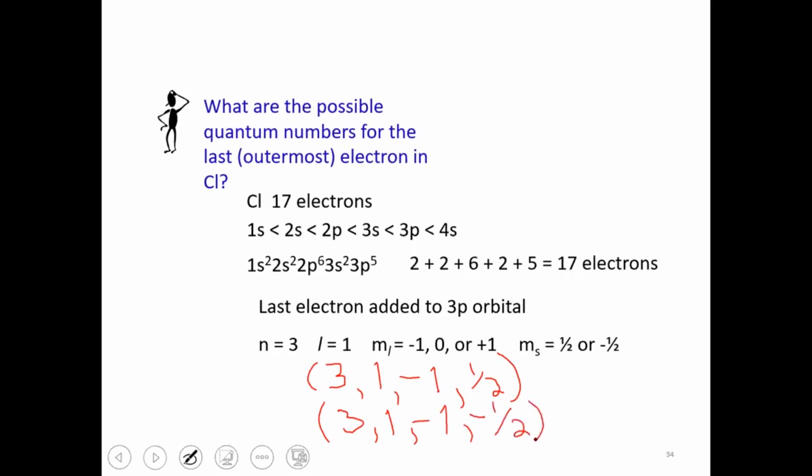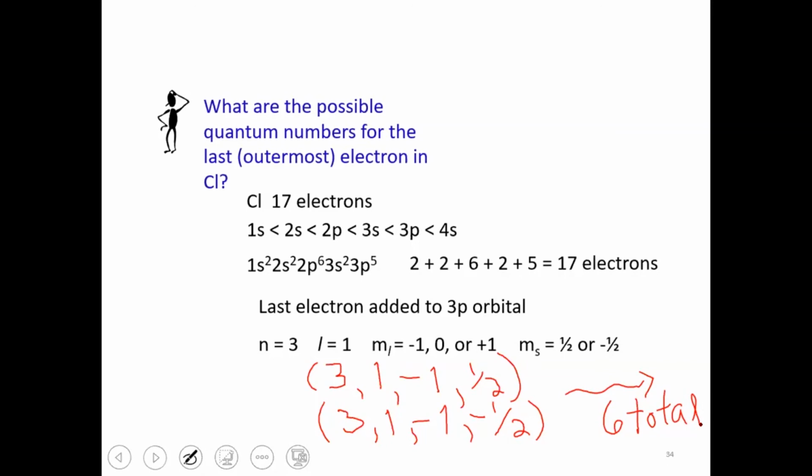Remember, that electron is sitting alone in that orbital. There's nothing to say it has to be spin up or spin down. It could be either one. So that's 2 possibilities. Now you can go on doing this, and vary the value of ML. So go 3, 1, 0, +1/2, 3, 1, 0, -1/2, etc. So you should be able to find a total of 6 possible sets of quantum numbers for this electron. And it kind of reinforces the whole idea of the uncertainty, right? We don't have a set, precise, exact number for this electron.